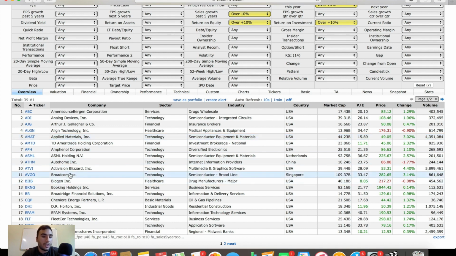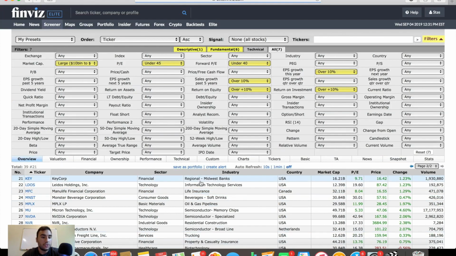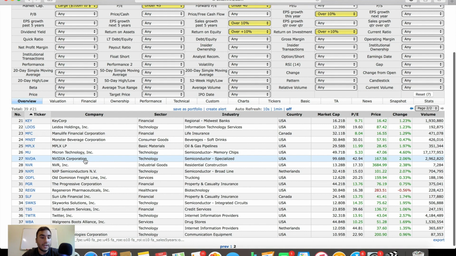We have Biogen here, Activision Blizzard, we all know that one. TD Ameritrade Holding, Align Technology, that's the one that a lot of people are talking about right now. If we go over here to page 2, let's see some other ones. Nvidia, right? Skyworks Solutions, Twitter, Walgreens. These are just a bunch of companies that are pulled up by this filter.